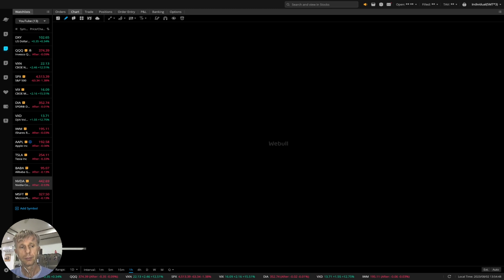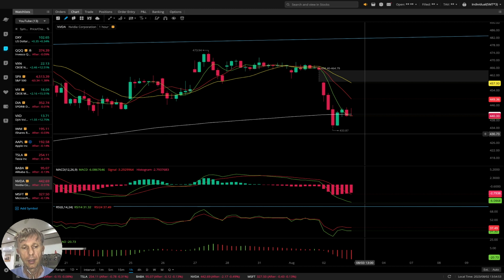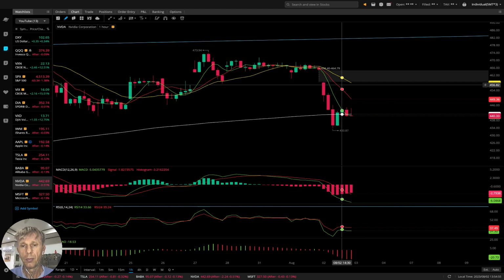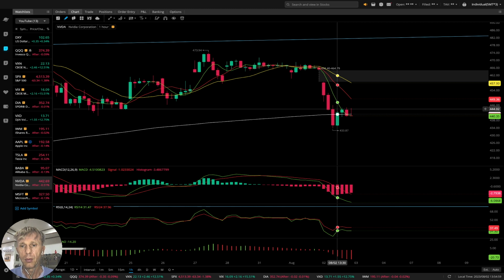Nvidia after hours is down percent, right? Let's start with the 1 hour time frame. Bearish trend, MA5 and 10 below 20, gap down, very bearish.